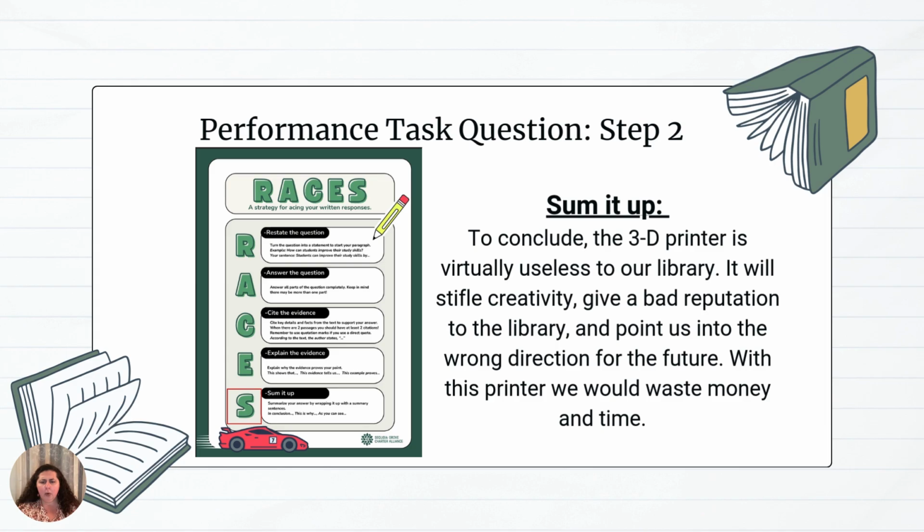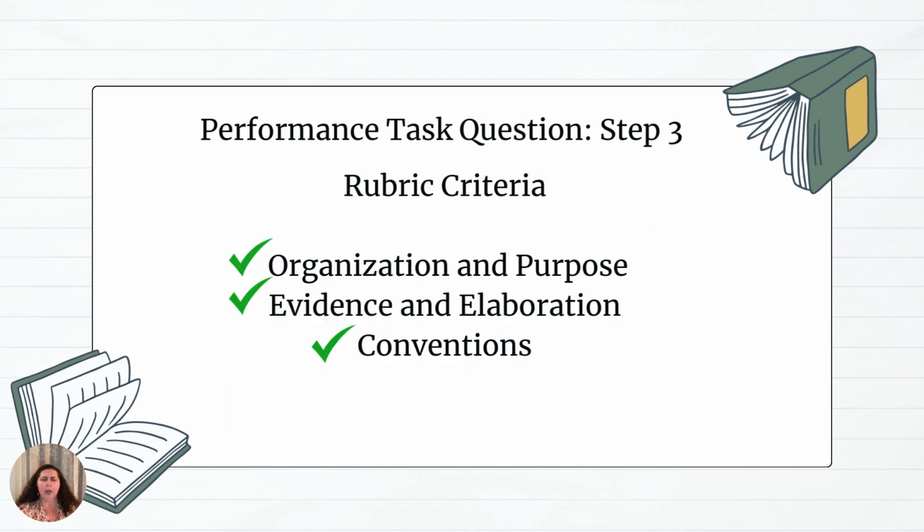Now, after all that hard work, you have to remember all of the work that you do is going to be graded against a rubric. With all of the fancy terminology that I've shared with you, there are actually only 3 areas that you're going to be focusing on for the rubric. First is organization and purpose, meaning do you have a beginning, middle, and end to your argumentative letter? Second is evidence and elaboration. I can't say this enough. For every piece of evidence that you use, you do need to elaborate.